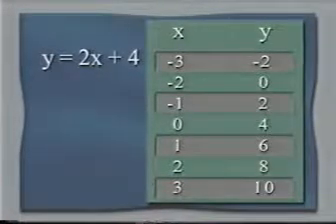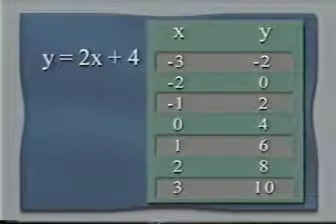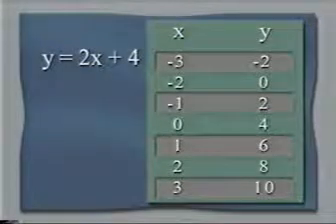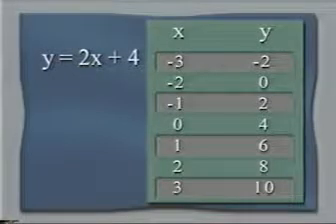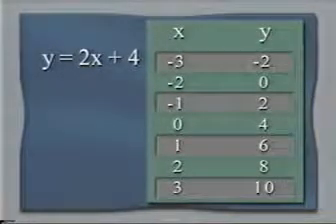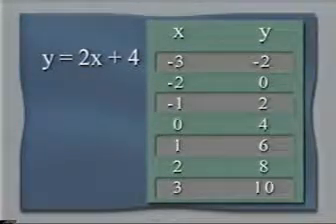I've selected integer values of x, from -3 to +3. And the y values are obtained by replacing the x in the equation, y equals 2x plus 4, with that particular number. So we replace x with -3. 2 times -3 is -6, plus 4 gives us the y value of -2.